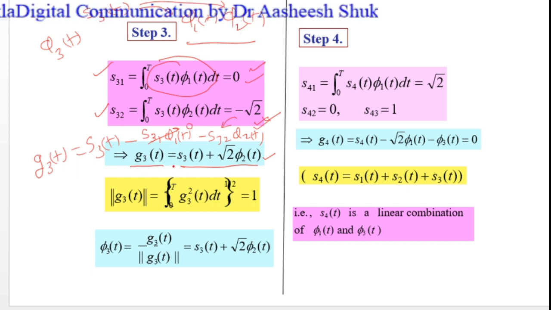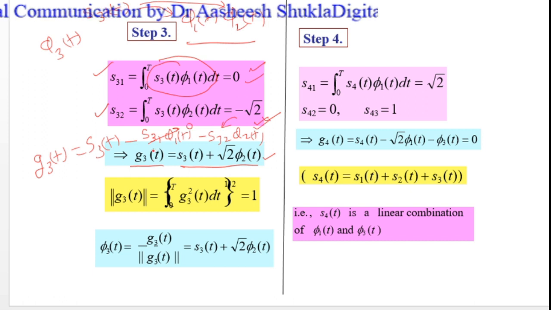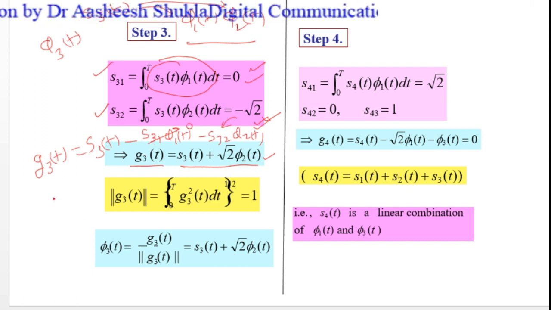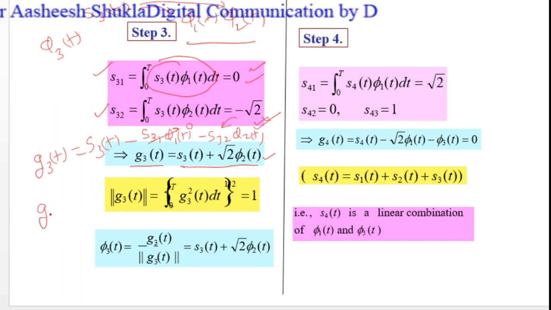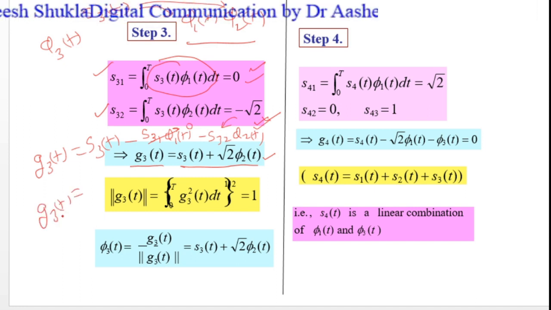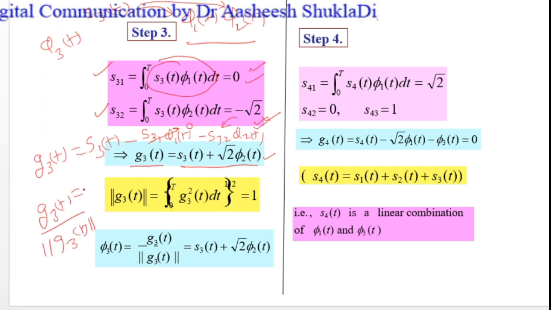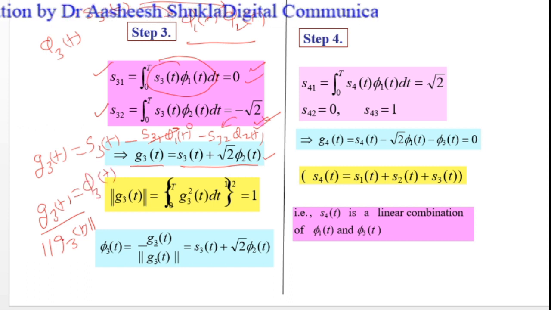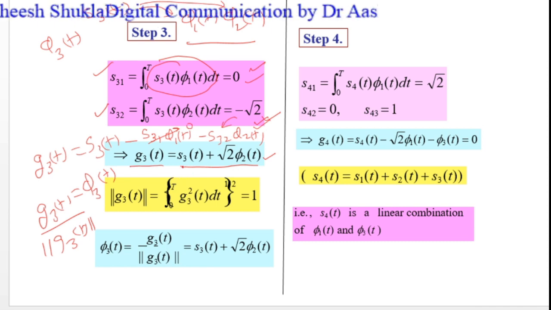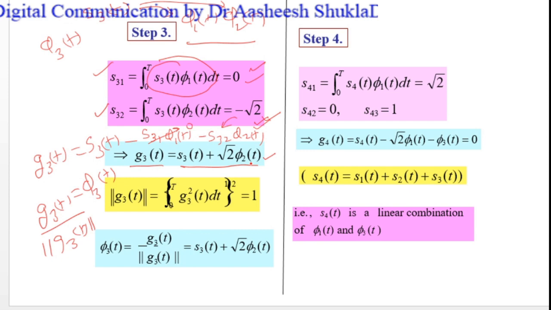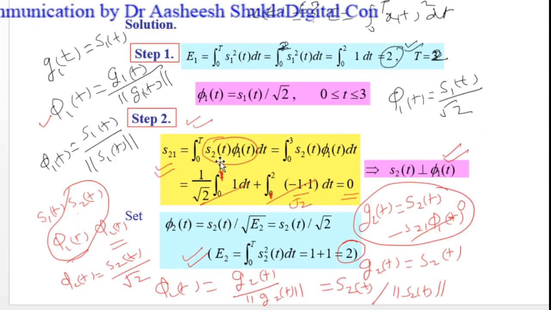Now we have to normalize the energy of G3t to make it orthonormal, from orthogonal to orthonormal. To normalize the energy of G3t, we have to divide it by its norm. So the new vector will be nothing but phi 3t. So now we have to calculate the energy of G3t. To find the energy, we have to plot the waveform of S3t plus root 2 times phi 2t. Now we should see how we can plot this waveform.